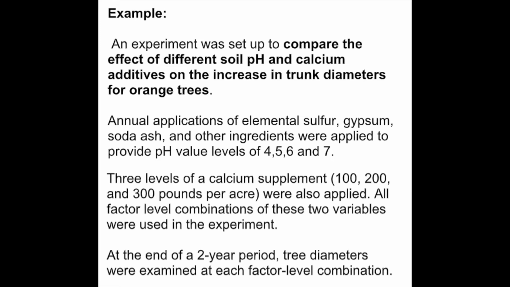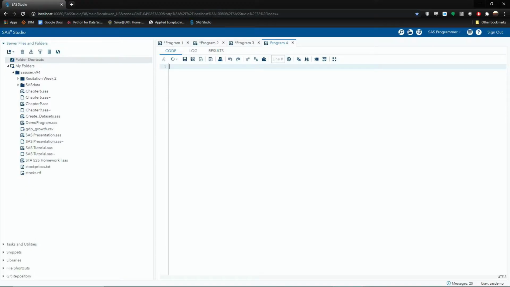Going into a bit more depth here, we have 4 different levels for the pH variable, ranging from 4 to 7, and then 3 different levels for the calcium: 100, 200, and 300. And we have 3 different observations for each of the factor level combinations for the 2 variables. Alright, so we can move over to SAS to start the analysis.